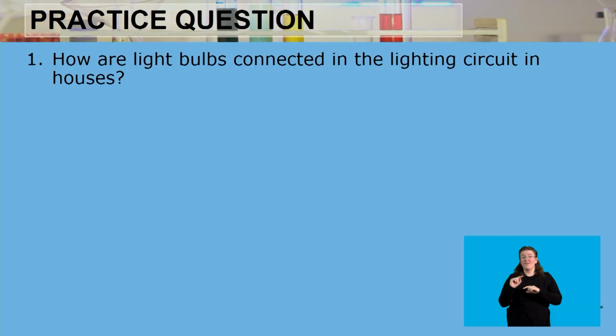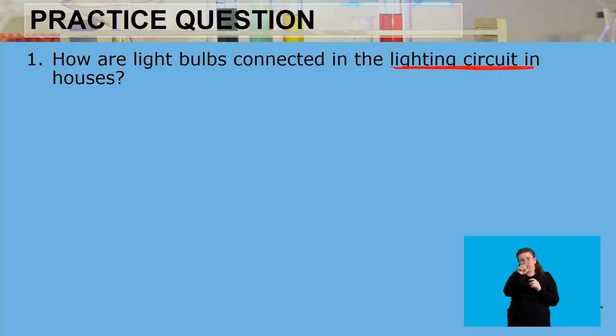So the first question on the practice question is asking us how are light bulbs connected in the lighting circuit in the houses. So think of your house and think of if all the light bulbs are connected. If you have a 5-room house, think of all the light bulbs that are connected there, and if they are all switched on, in which circuit are they connected? Is it a parallel circuit or is it a series circuit?